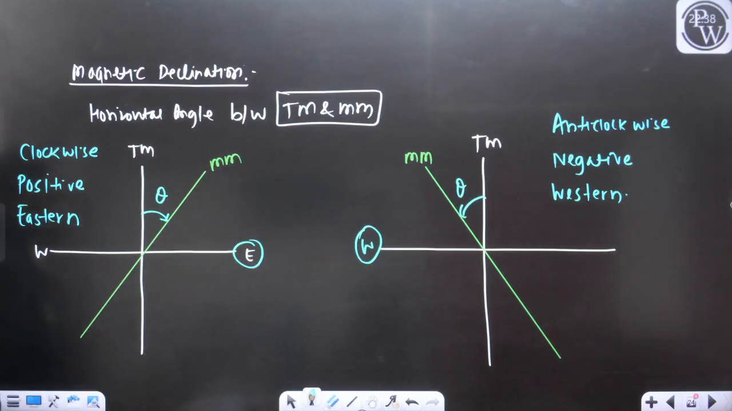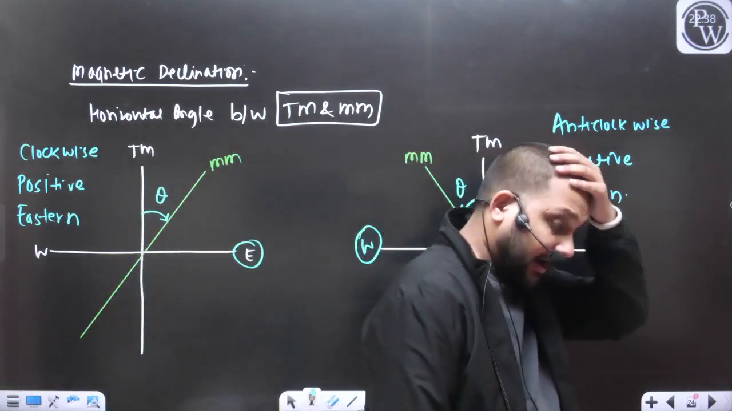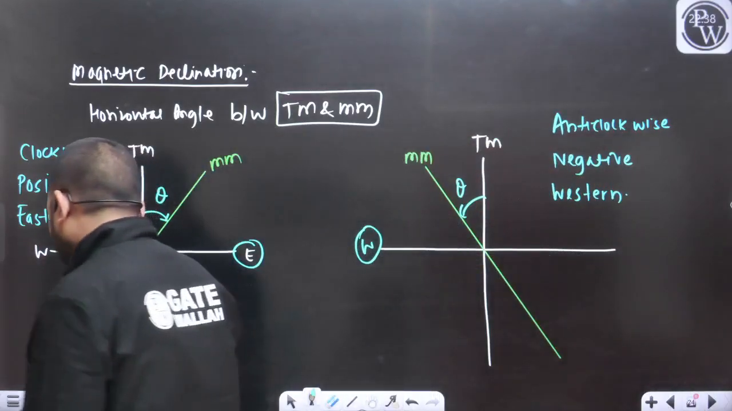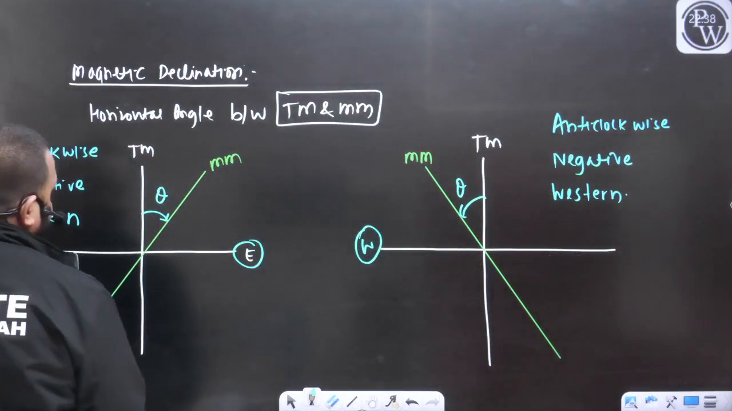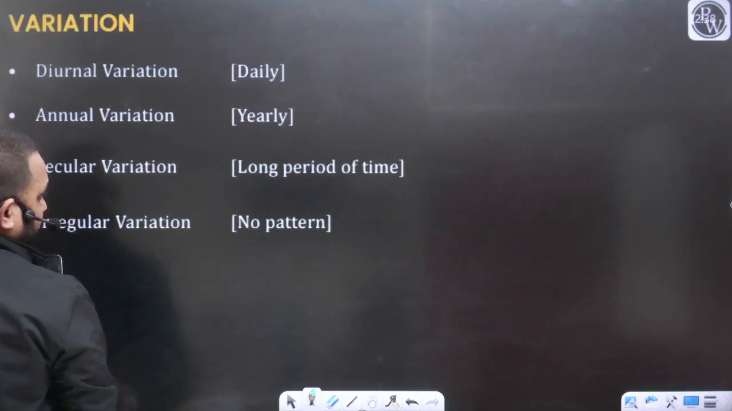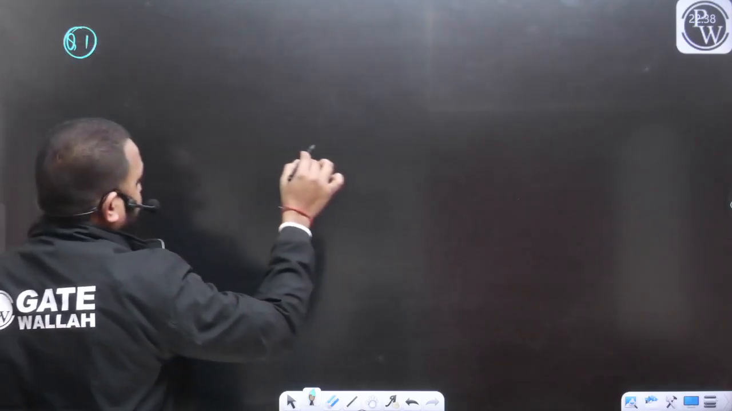So should we solve some questions based on the declination? Are you ready for the questions? Okay, so let's solve. We will solve two questions. We have discussed the magnetic declination, now we will see the questions. So this is your question number 1 and this is your question number 2.